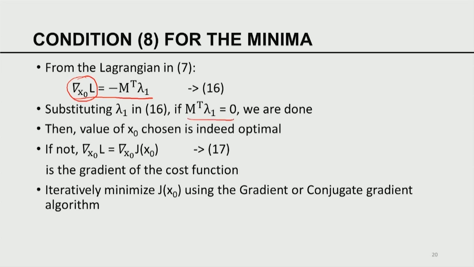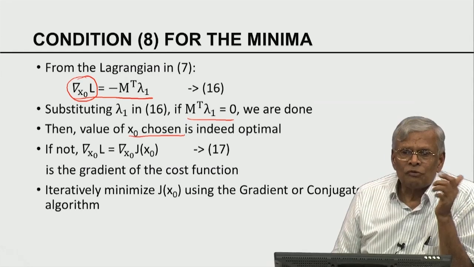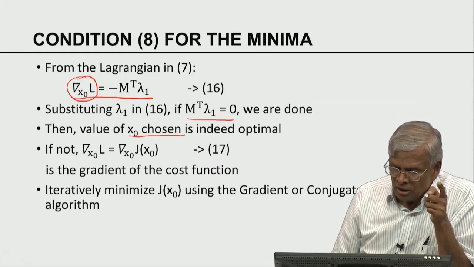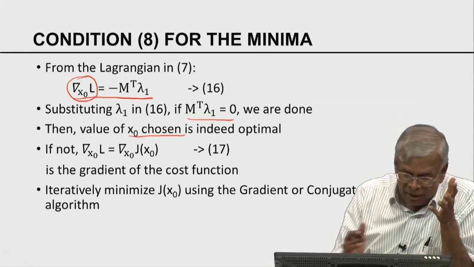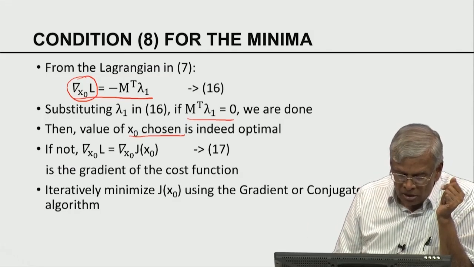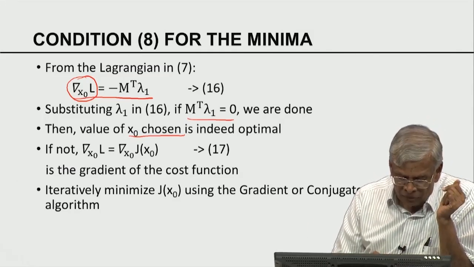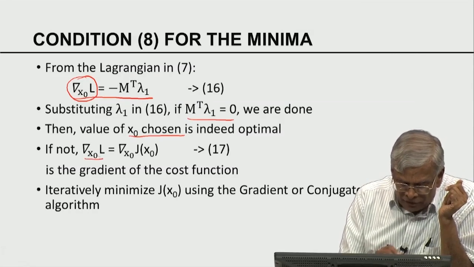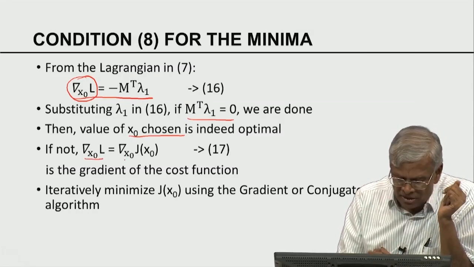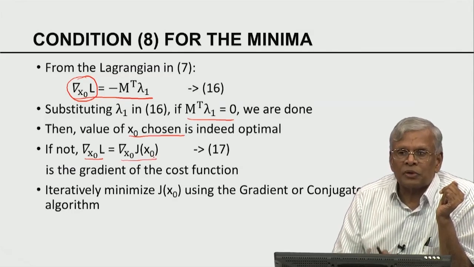But it stands to reason to expect this calculation would in general not be equal to 0, because I chose x naught arbitrarily. So for an arbitrarily chosen x naught, in general it need not be optimal. The gradient of L with respect to x naught under the constraint is the same as the gradient of J with respect to x naught.